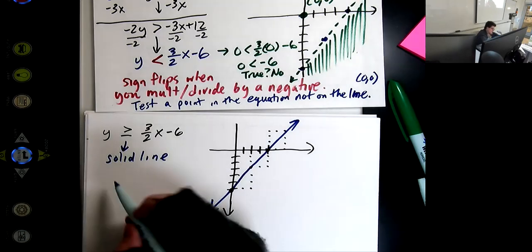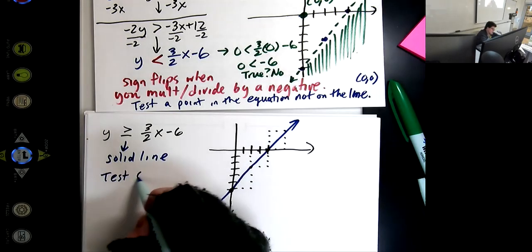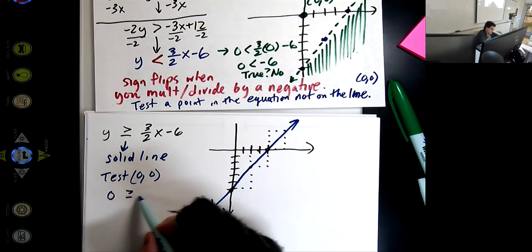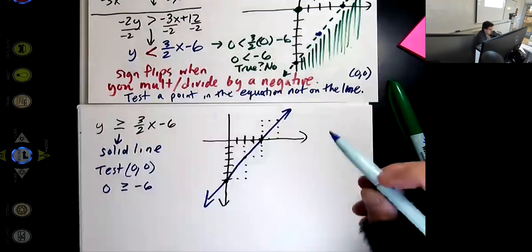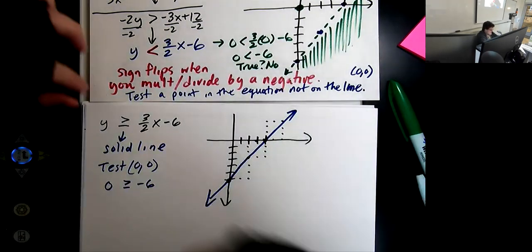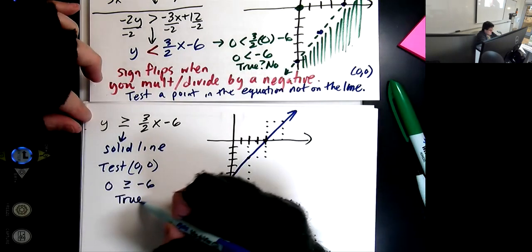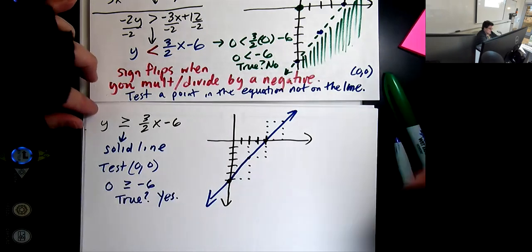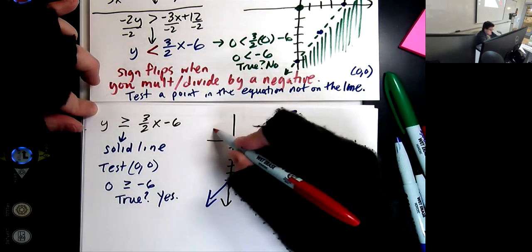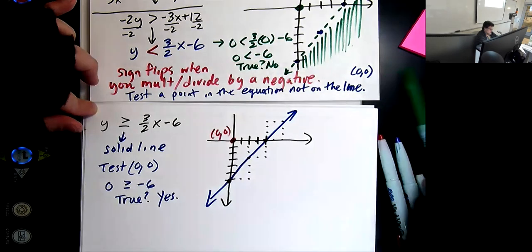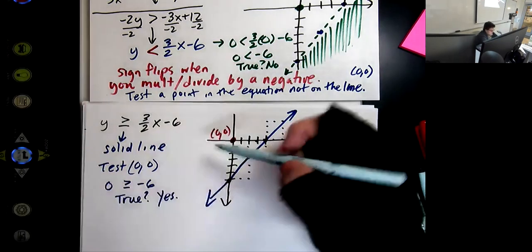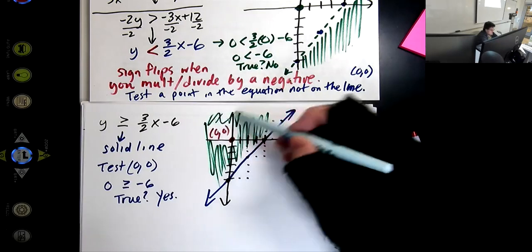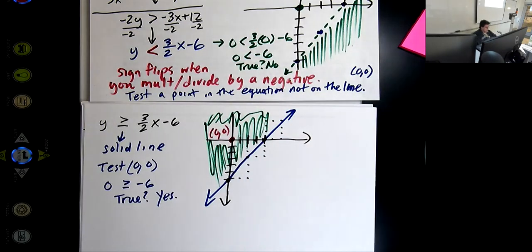Now we'll test (0, 0) again. And we get 0 is greater than or equal to -6. We're testing if it's true. In this case, yes, it is. So when it is true, my (0, 0) is right here. When it's true, you shade on the side with (0, 0), your test point. Any number on that side works.